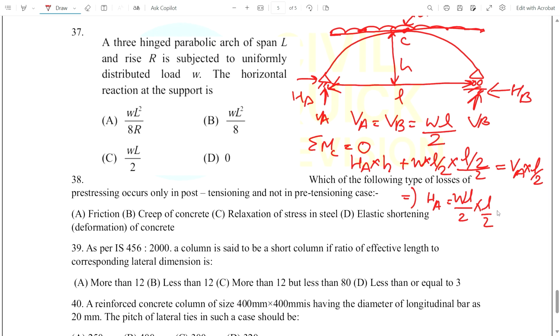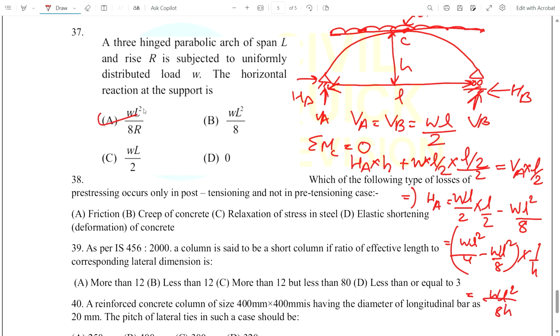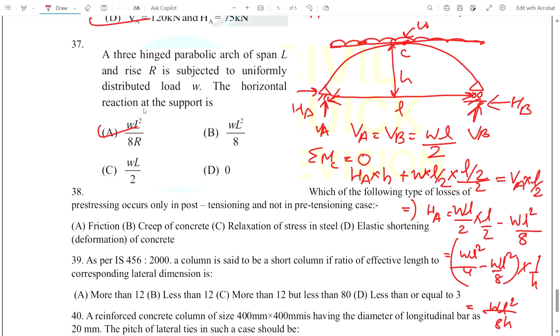Minus WL square by 8. That is, WL square by 4 minus WL square by 8, divided by H. Then we get WL square by 8H, but here the rise is R, so WL square by 8R. We can calculate or derive it like this. Just remember for now that WL square by 8R is the horizontal reaction for a three-hinged parabolic arch.